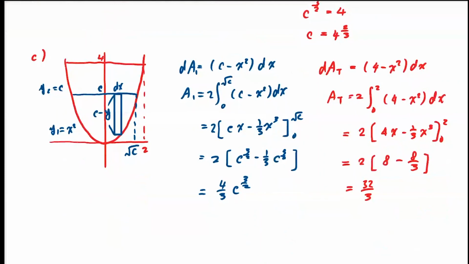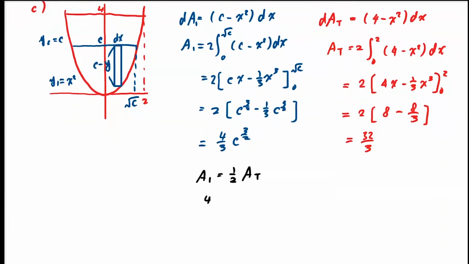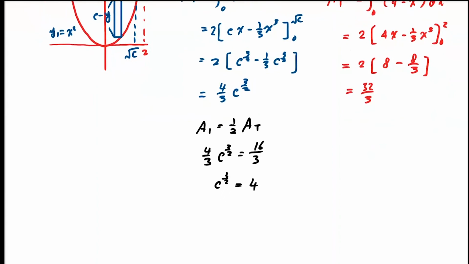Now, finally, you set them equal to each other. Or no, not set them equal. A1 is equal to 1/2 of A total. So A1 is 4/3 C to the 3/2 power, which is equal to half of this, so 16/3. Good. So C to the 3/2 power is equal to 4. Too much algebra? No? Is it good enough? So C is equal to 4 to the 2/3 power.